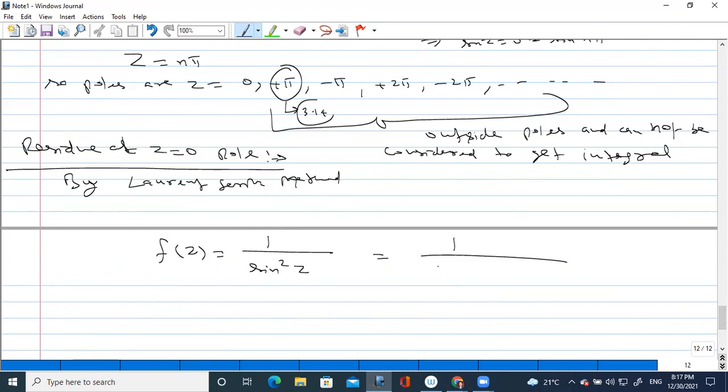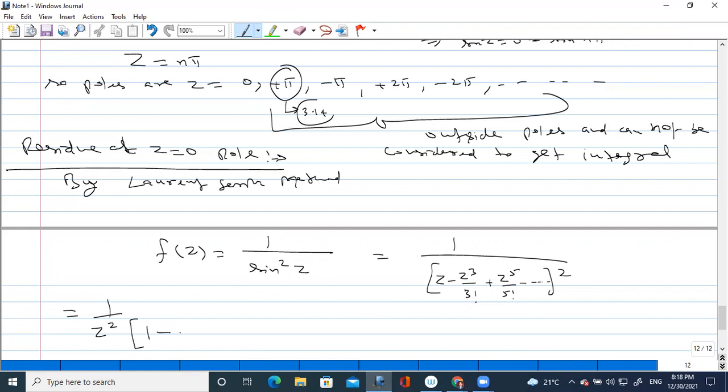Now see, 1 upon, this is whole square, and what is sine z? Sine z you can open up, sine z will be z minus z cube by factorial 3 plus z to the power 5 by factorial 5 minus dot, like this. So from here I can make it binomial. For the binomial I need 1 minus something. So to get 1 minus something, take z common from here. So that will be 1 by z square, because a square is here, so that will be 1 by z square.